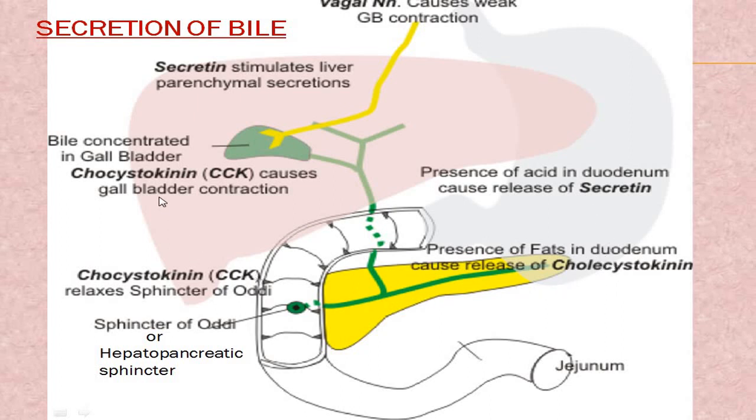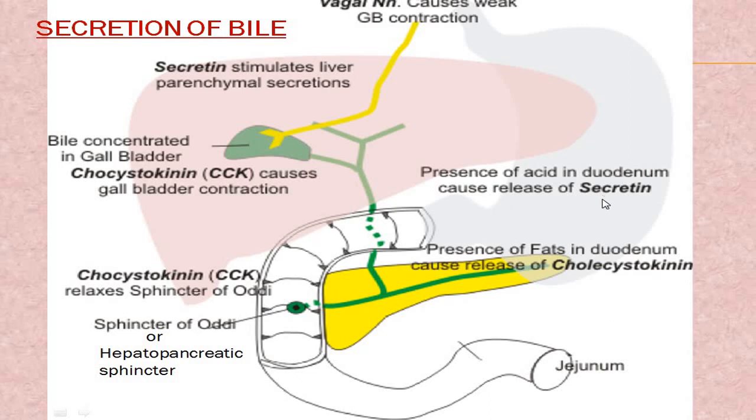Through blood circulation, cholecystokinin reaches the gallbladder, where it causes the contraction of the gallbladder, so that the bile present in the gallbladder is released through the common bile duct into the duodenum with the help of the hepatopancreatic sphincter, which is relaxed by the action of cholecystokinin. So the other function of cholecystokinin is the relaxation of the hepatopancreatic sphincter, which is also called the sphincter of Oddi.